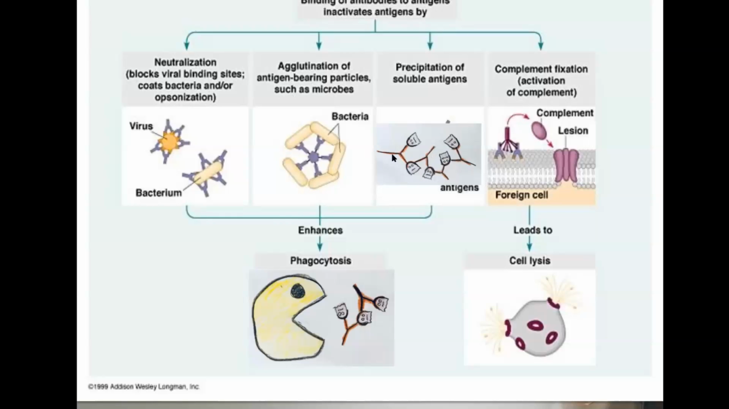Precipitation is similar to this. The antibodies will grab more than one bacteria, for example, and so they create a big chain. And any of these just make it easier for the phagocyte to come and find them and eat them up. The other version works with the complement protein. So you can see here, the antibodies are anchoring the complement proteins. The complement proteins create a lesion. The lesion causes cell destruction.